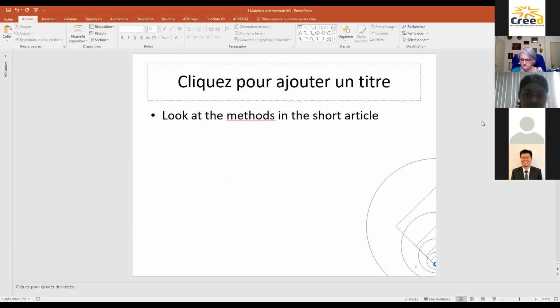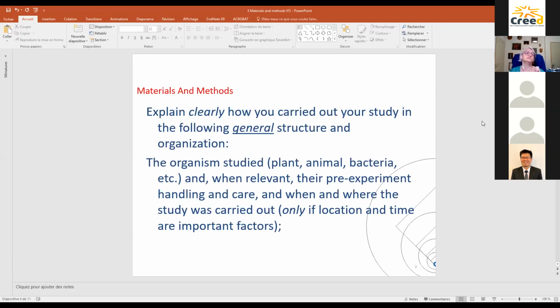So we just looked at the methods in the short article, so we can move on. You need to explain clearly, the key word here is clearly, how you carried out your study using the following general structure.